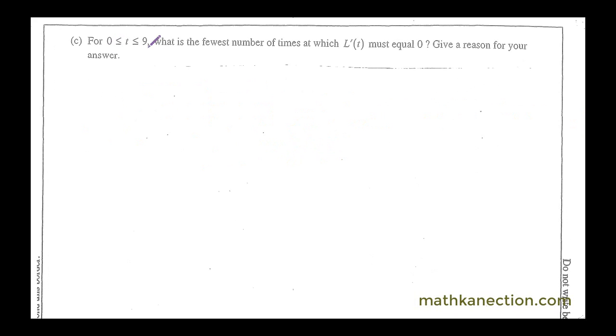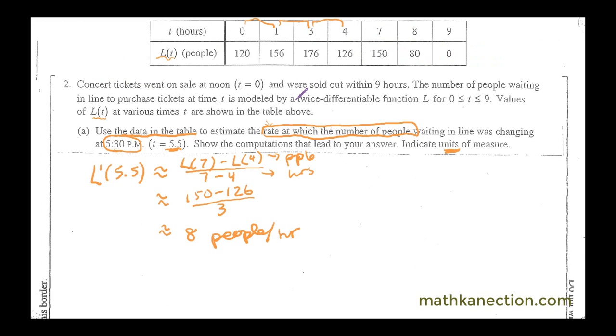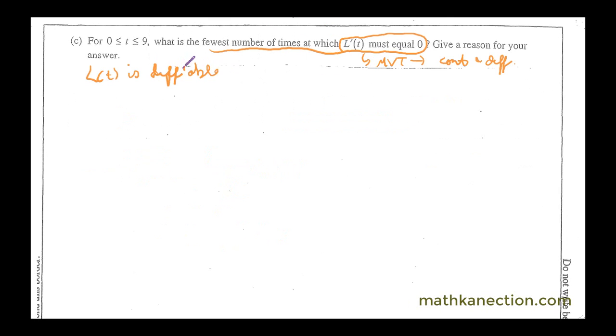For that interval from 0 to 9, we're going to try to figure out the fewest number of times in which L prime of t must equal 0. So we're looking to think about that slope of L of t, so that's going to be using MVT. In order to use that mean value theorem, we must have a continuous and differentiable function. So that function L of t is differentiable, since we were given a twice differentiable function for L of t. So L of t is differentiable, therefore L of t is continuous.